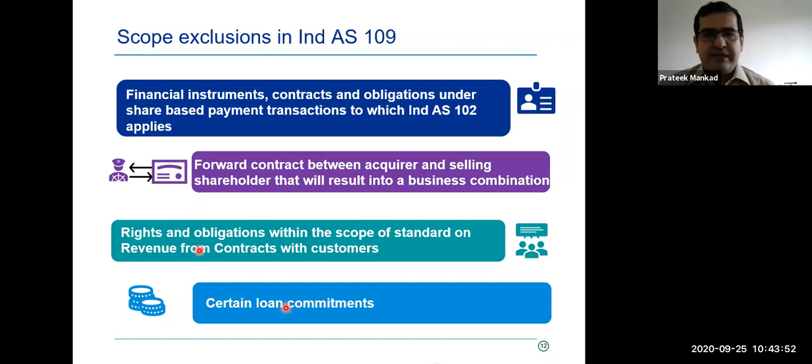Loan commitments, for example, you could have a situation where you promise to lend to someone at a future date. That is again outside the scope of the standard unless you choose to fair value those. So this is broadly what is out of the scope of the standard. Again, two themes are coming out of this. There is a specific standard and hence scoped out, or partly scoped in because the other standard does not have complete guidance.